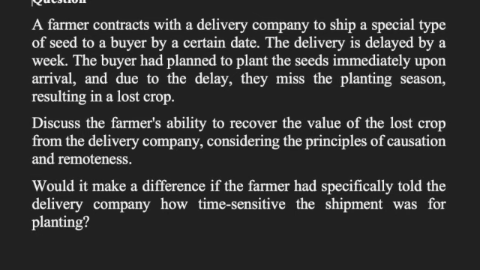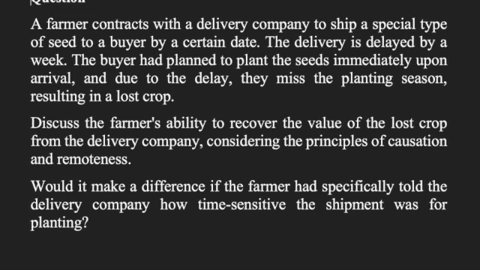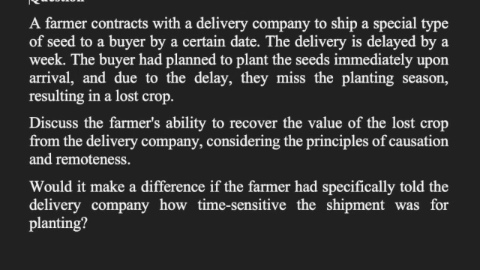However, in scenario 2, with the specific warning, the farmer's claim for the lost crop value has a much stronger chance of success. The communication of the special circumstances brought that potential loss within the delivery company's reasonable contemplation at the time of contracting. Therefore, the loss is likely not too remote. Wow. So that one piece of communication makes all the difference legally. It often does in contract law, especially concerning damages. What you know or should know up front is key.